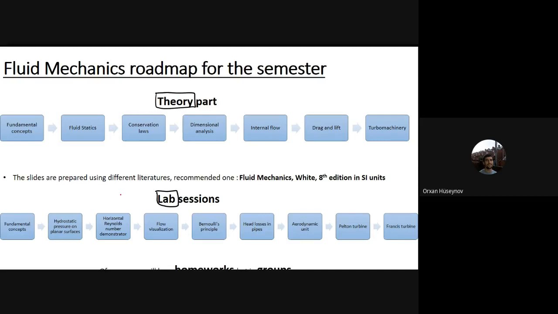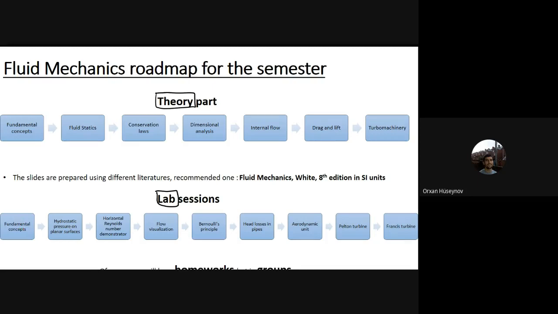And then we will also have the lab sessions. The lab sessions will be done by Nasimi, so he will be your lab session instructor. For the lab sessions, we have again the same fundamental concepts. We'll also have the lab session.